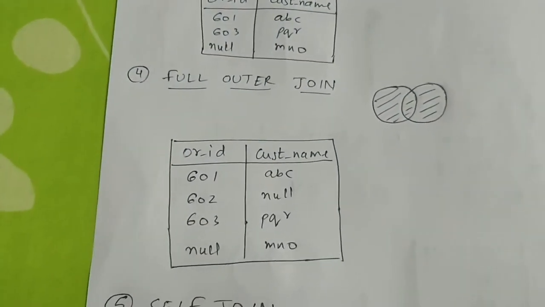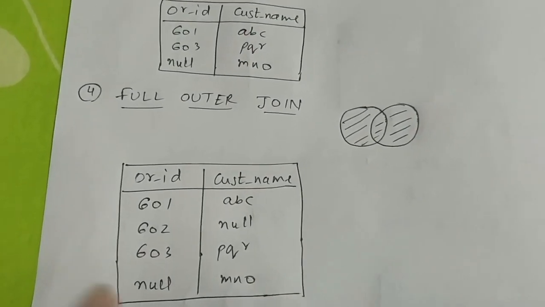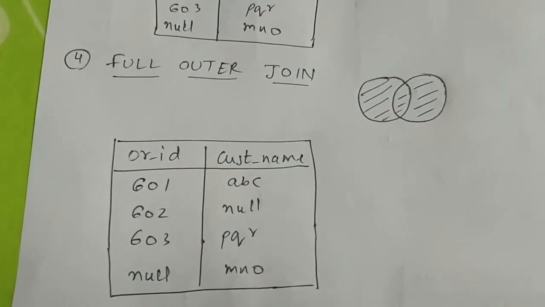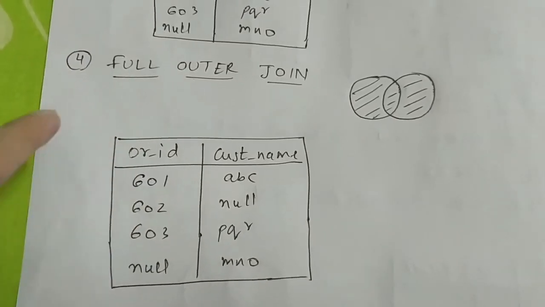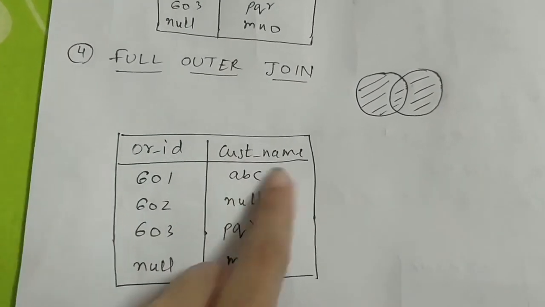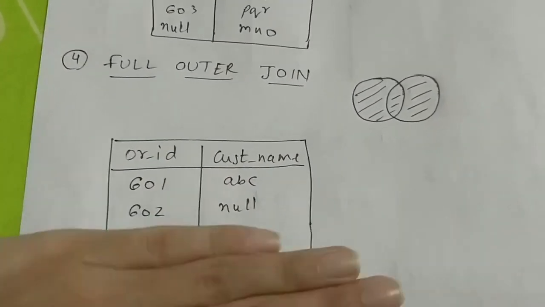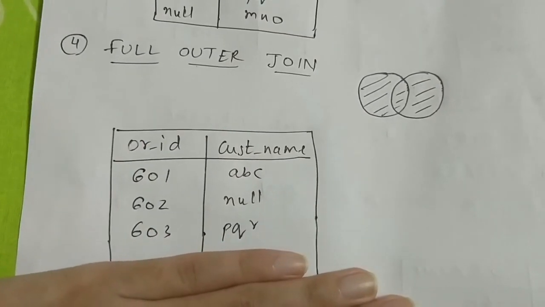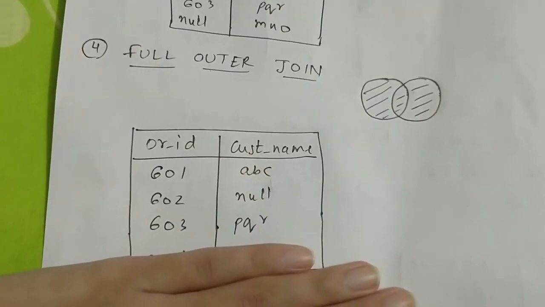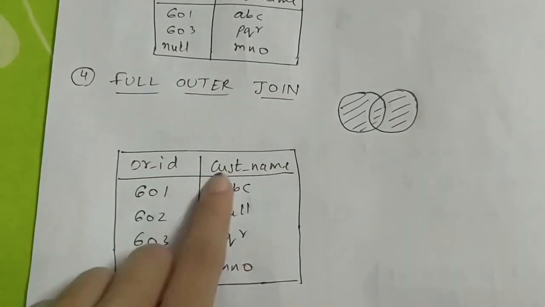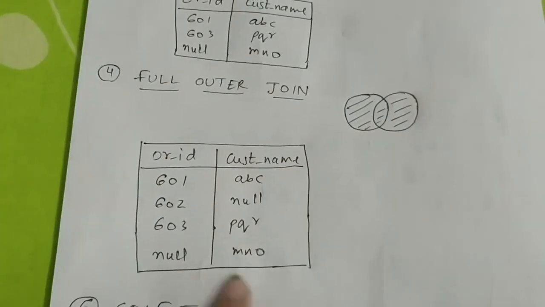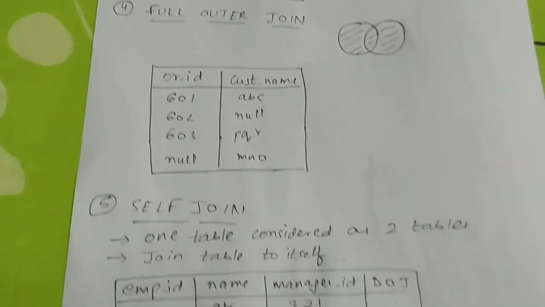Now let's understand full outer join. Full outer join basically means items from both tables will be printed, and if it does not have any common match, null will be printed over here. So all the values from the order ID will be printed, 601, 602, 603, and all the items from the cus name will also be printed. First, all the items from order ID will be printed, so 601, 602, 603. Now all the items from the cus name will also be printed. ABC and PQR are already printed, so MNO will be written over here, and hence this is a full outer join. And there's no corresponding value, so null will be written over here.